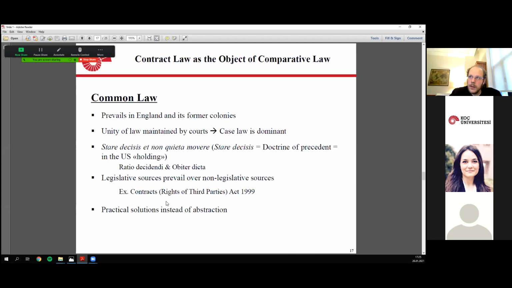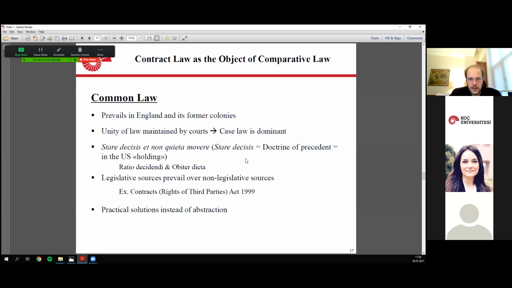But when you look at common law, first to start with, common law is usually applied in England and its former colonies due to historical reasons. The unity of law is maintained by courts in common law, so not by codes, but courts. Case law is dominant. There is a doctrine which basically says that previous decisions by higher courts are binding in the later cases to be decided by the courts as well.